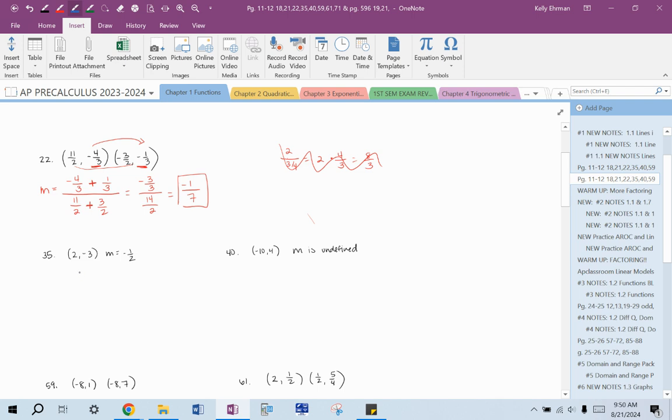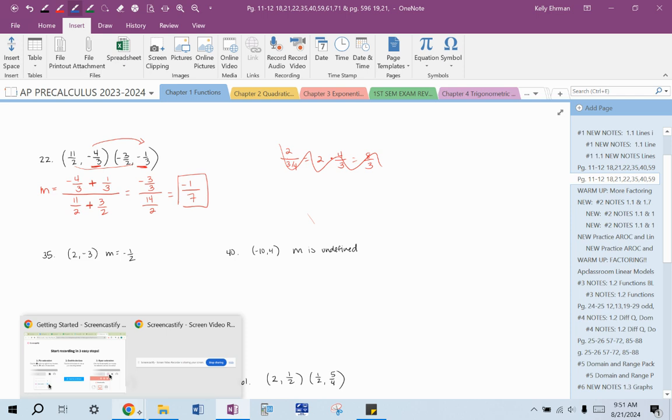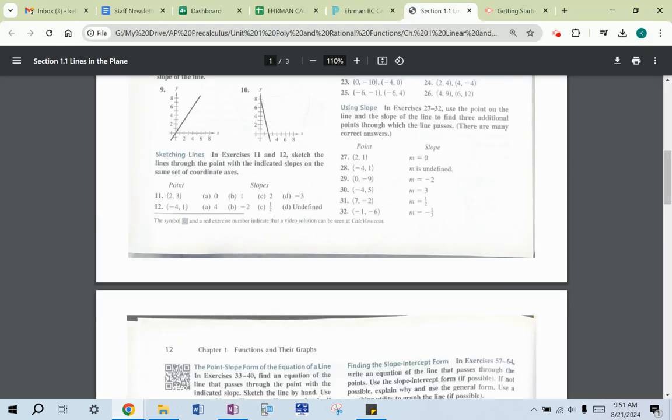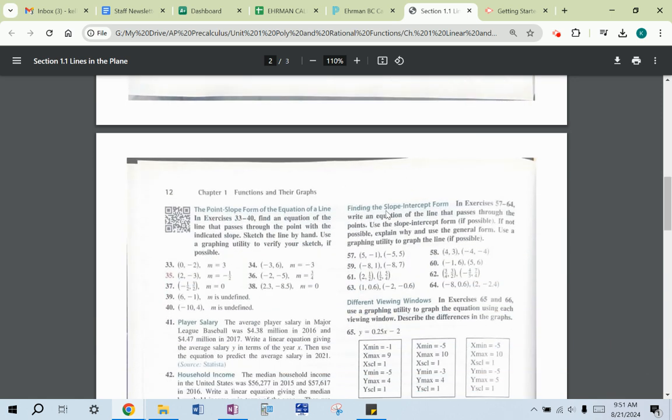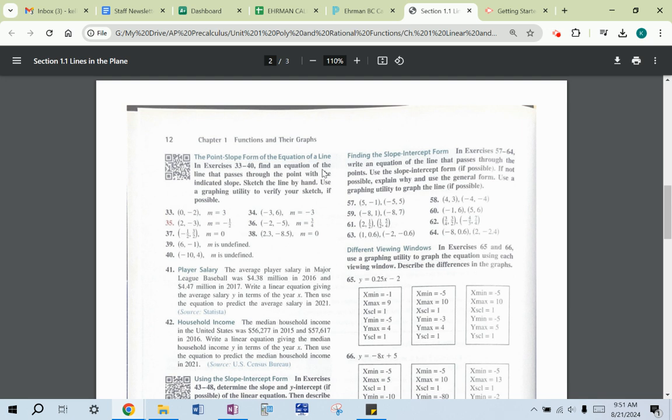Okay, number 35. Now we're given a point and a slope, and we're asked to write the equation for the line. Let me see if it specifies what form we have to have this in. Find an equation of the line that passes through the point with the indicated slope. It doesn't say what form you have to have the line in.